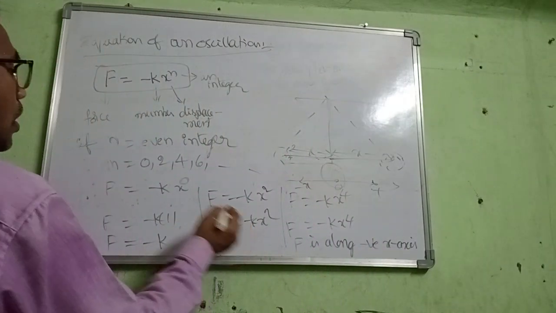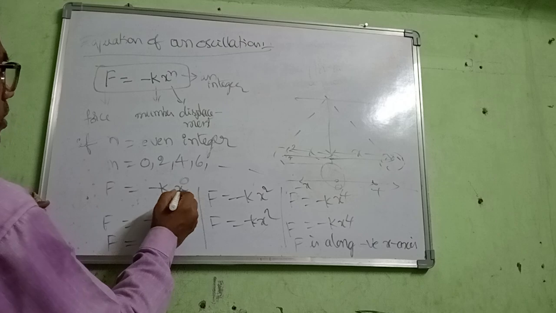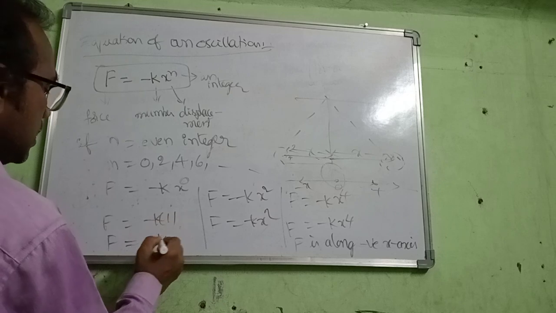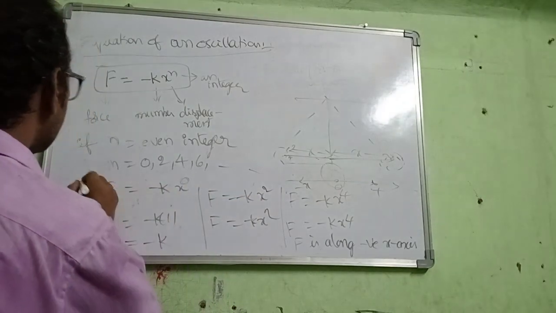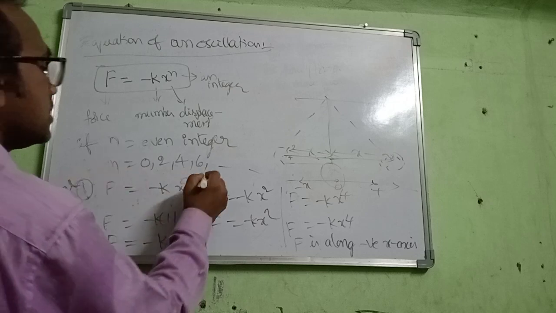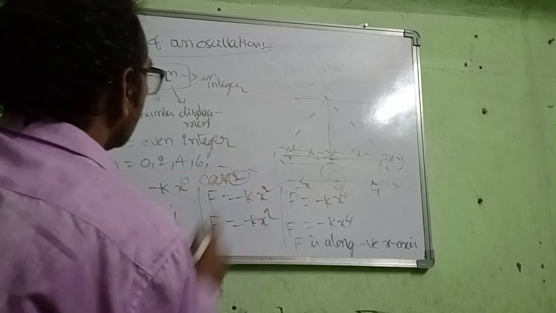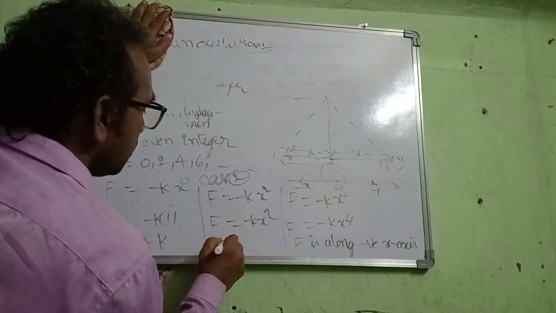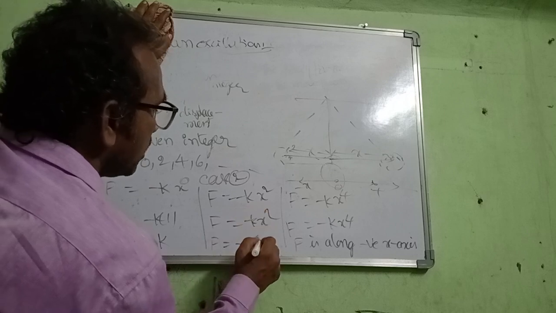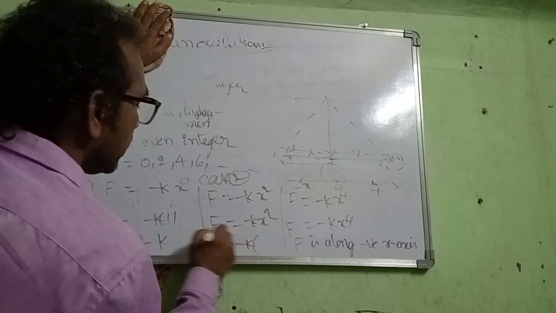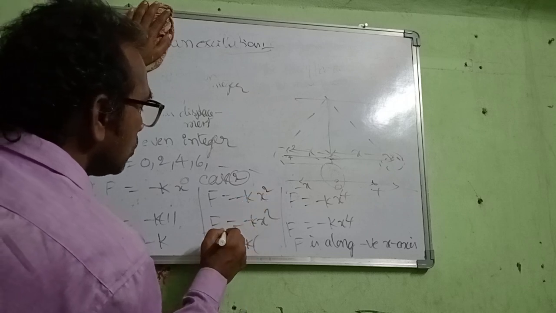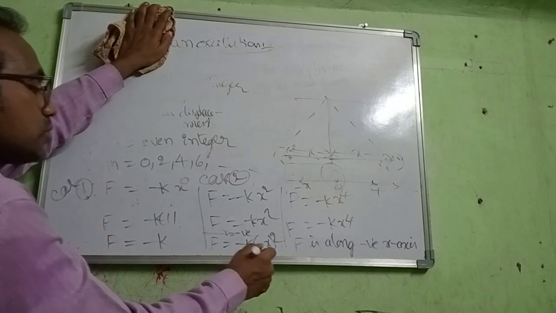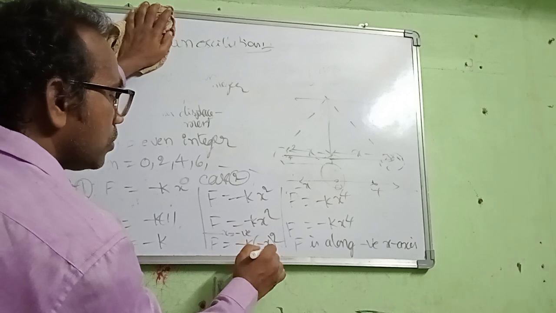Second case. Here x is positive. If x is negative, I am taking x is negative. This is case 1, this is case 2. Another example: f equal to minus k into x power 2. In case 2, here x is positive. If x is negative, so minus x whole square, minus x whole square means minus k into x square.